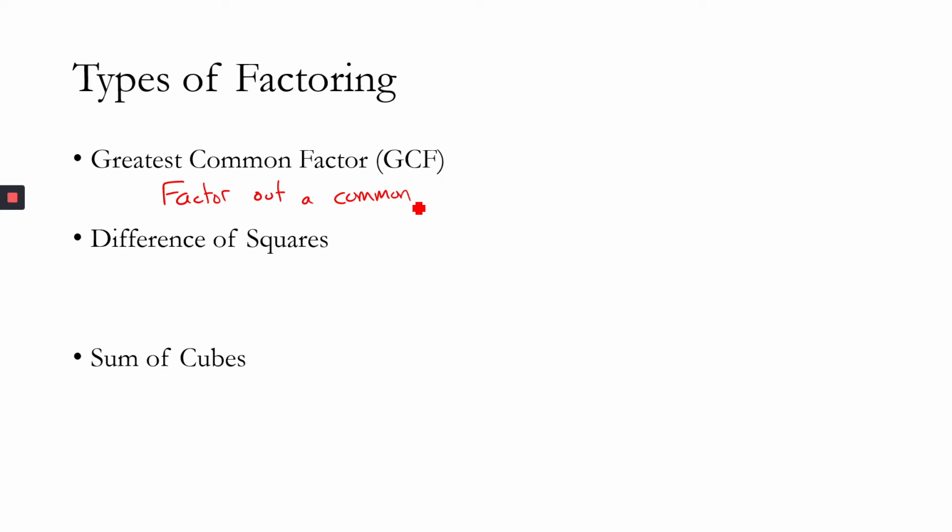So if there's a common factor, and what we mean by common factor is just something in common from every single piece of your polynomial, go ahead and factor it outside. Now the difference of squares, here's what it looks like. x squared minus y squared. Okay, we know that's the difference of squares. x squared is a perfect square. y squared is a perfect square. When we factor them out, we're going to go x plus y and then x minus y.